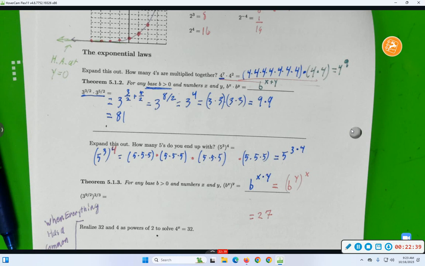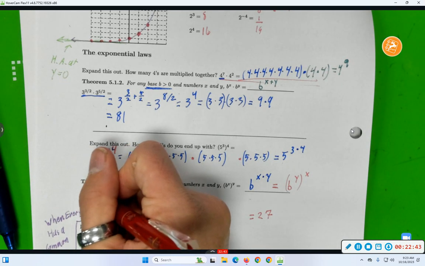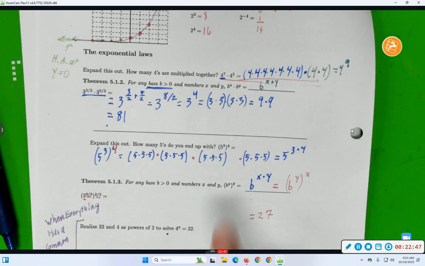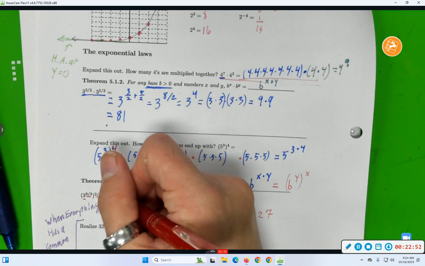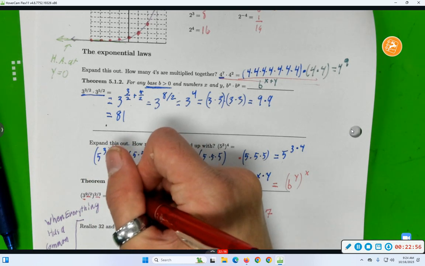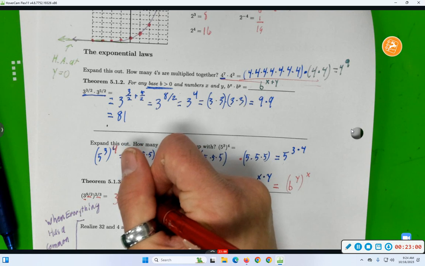Okay, then we will do it. So, I see a base to a power to a power. Whenever you see a base to a power, and then you raise that to a power, you can just multiply the things in the exponents. This is the same thing as 3 raised to the 9/2 multiplied by 2 thirds.